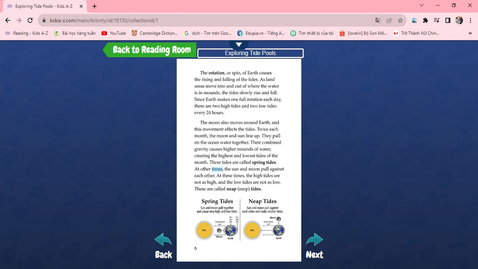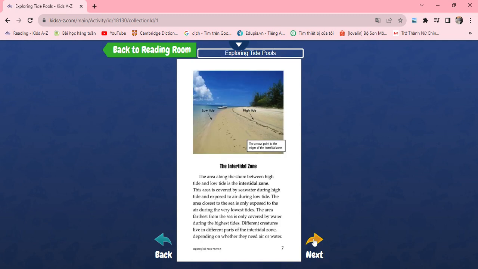At other times, the moon and sun pull against each other. At these times, the high tides are not as high and the low tides are not as low. These are called neap tides.